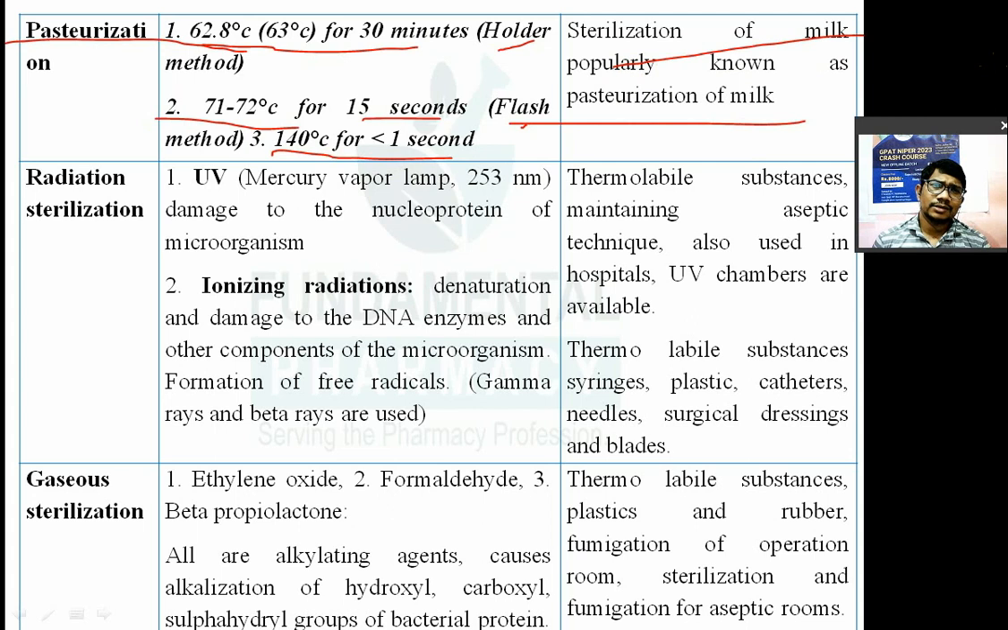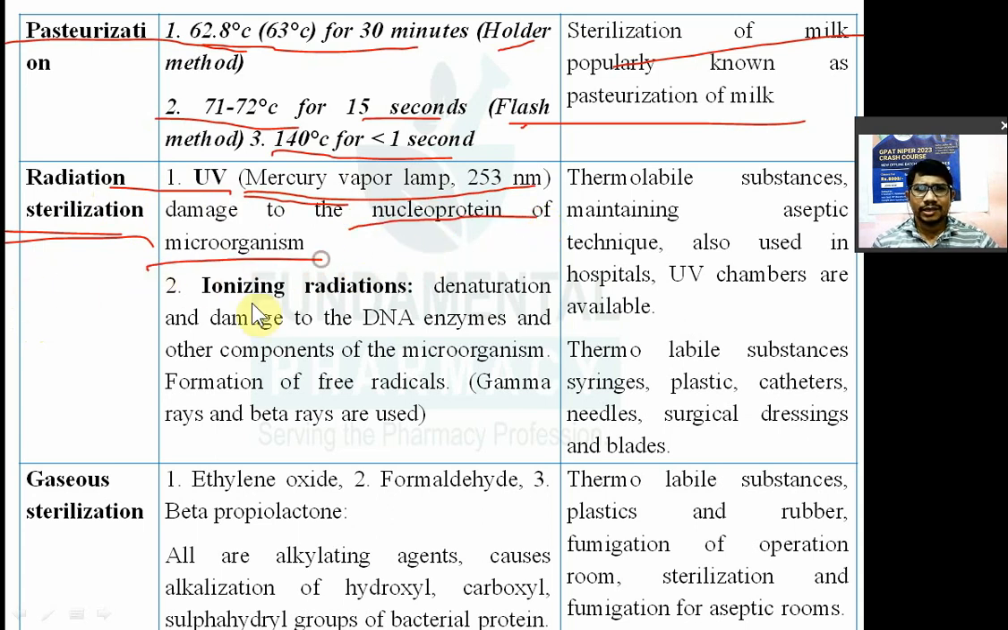Next होता है radiation sterilization. Radiation sterilization में क्या है? Different radiations use करते हैं, light radiations. So first one is the UV radiation. So UV ultraviolet rays are used. So it can be produced by mercury vapor lamp, okay, or hydrogen discharge lamp or any other method. Right? So radiation in the range of 253 nanometer can damage the nucleoprotein of the microorganism.